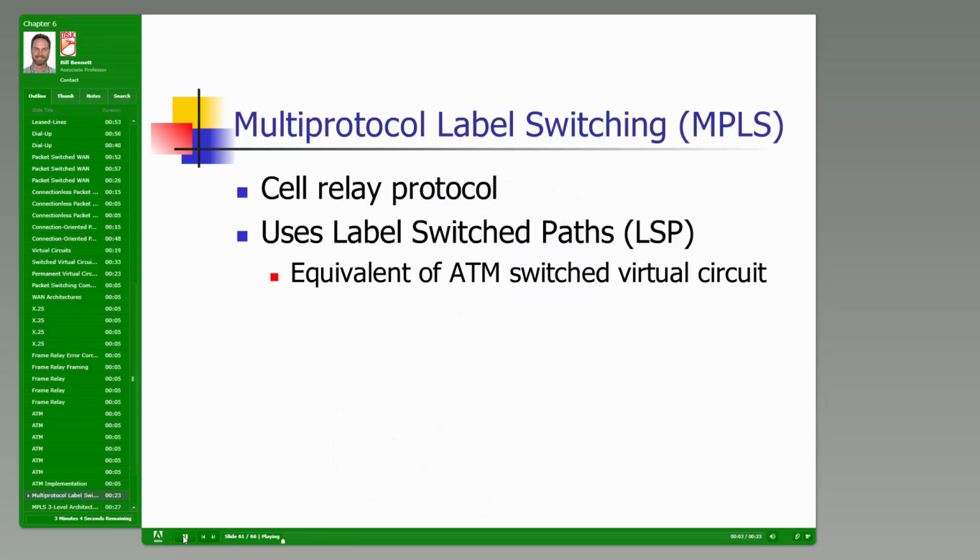Another cell-based switching method that's used in wide area networks is the multi-protocol label switching method, or MPLS, and it uses what are called label switched paths, or LSPs, and so it's basically the equivalent of an ATM switched virtual circuit.